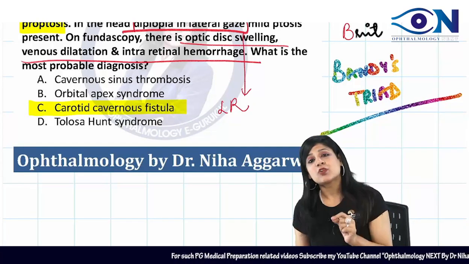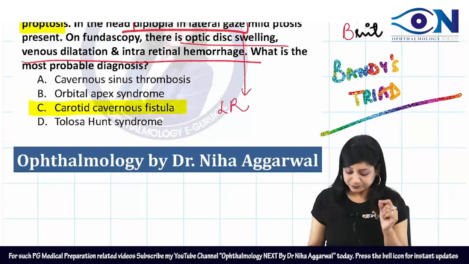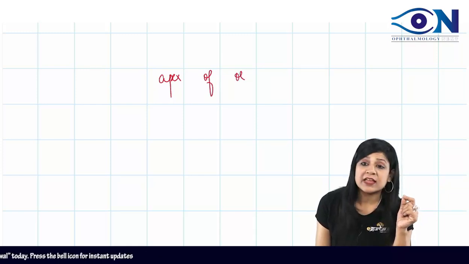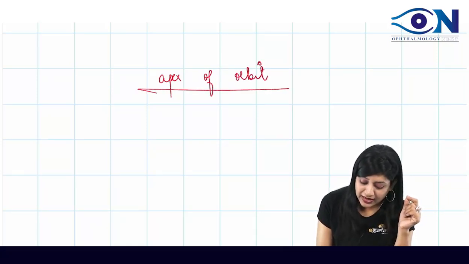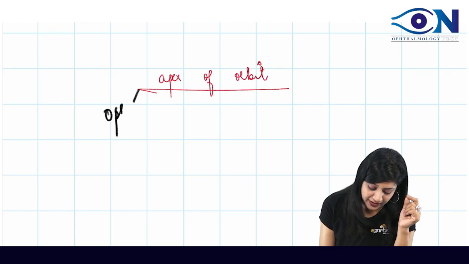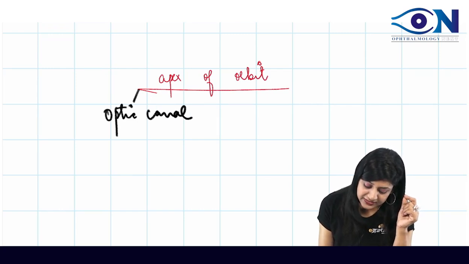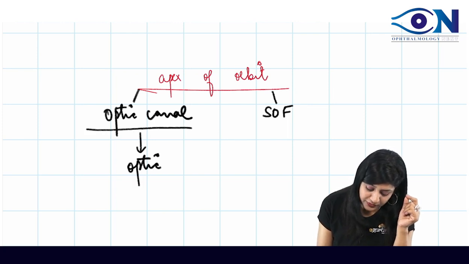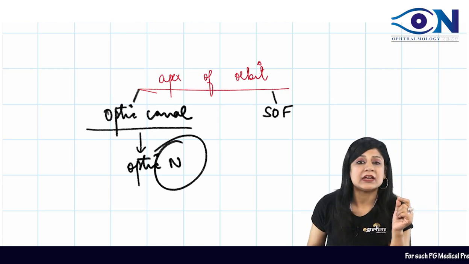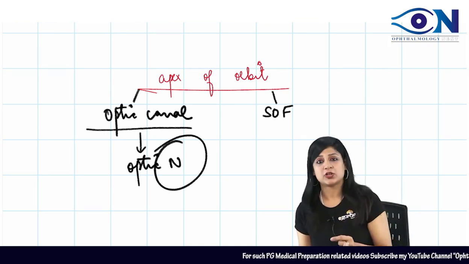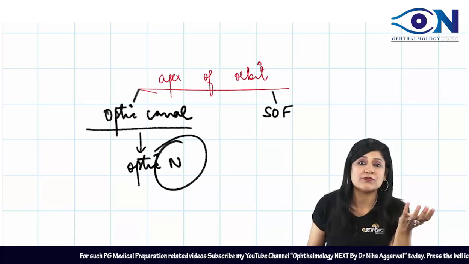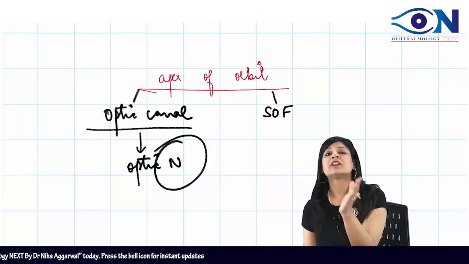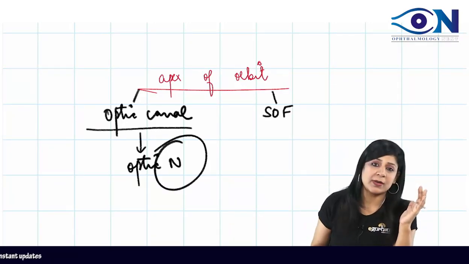Now why can it not be a case of orbital apex syndrome? If I think about the apex of the orbit, there I have got two things. One is the optic canal, and second is the superior orbital fissure. Now the optic canal has the optic nerve. So if I have involvement of the optic nerve, I will have a problem of visual acuity also. But here they have not mentioned vision loss. So that is the basic difference in orbital apex syndrome.